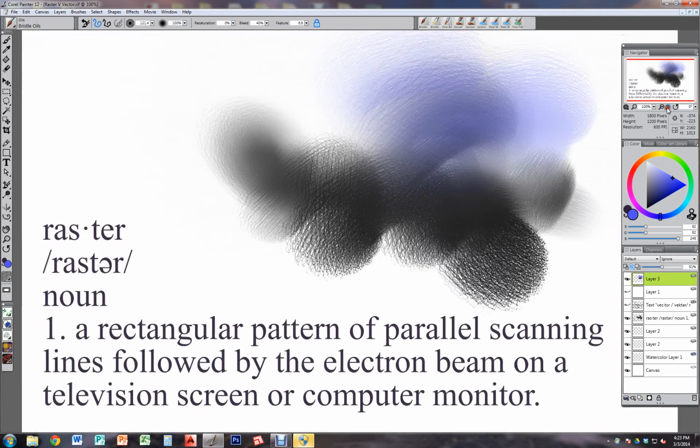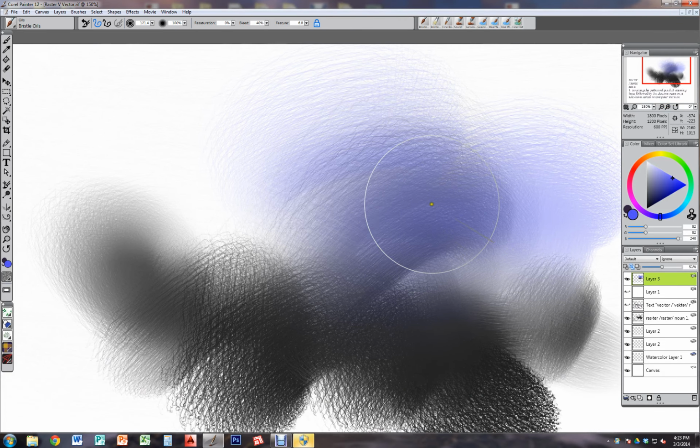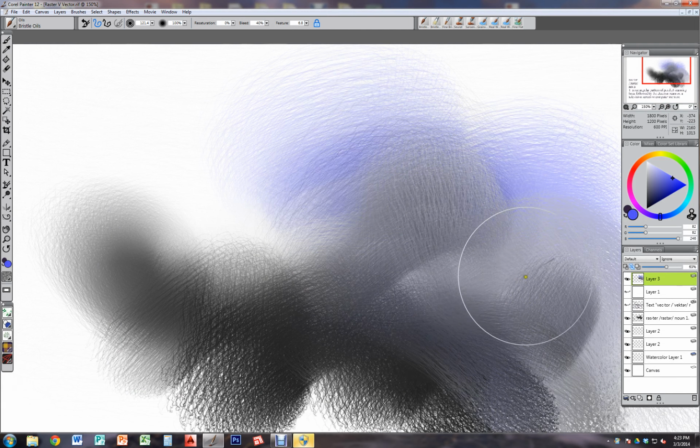If you were to save this as a JPEG, it will become a fully rasterized image and all of these layers are condensed, which means you should always save your file as a painter file or a RIF file in order to maintain your editability in all your layers.